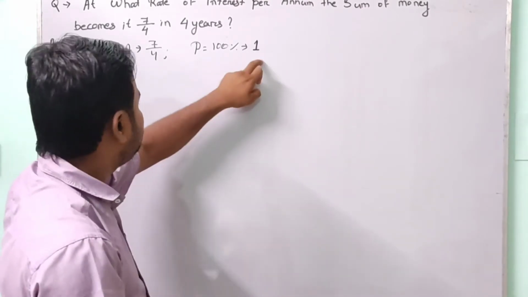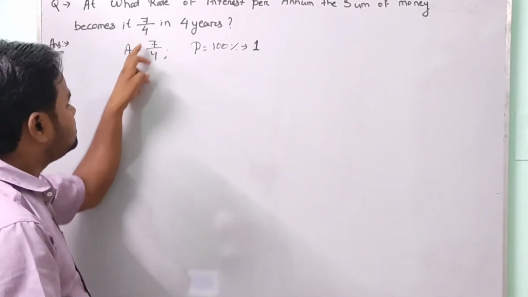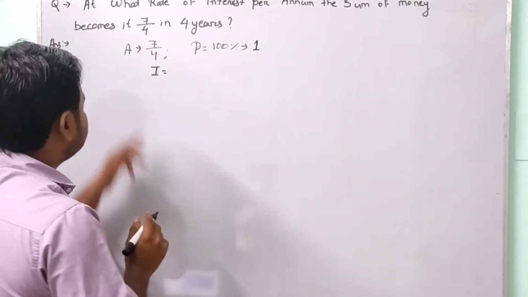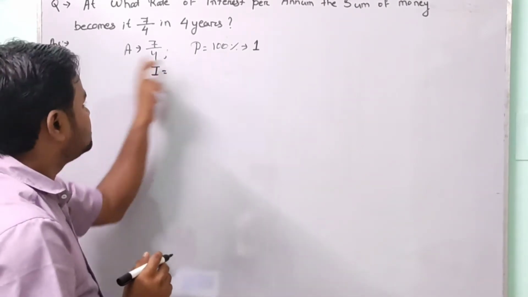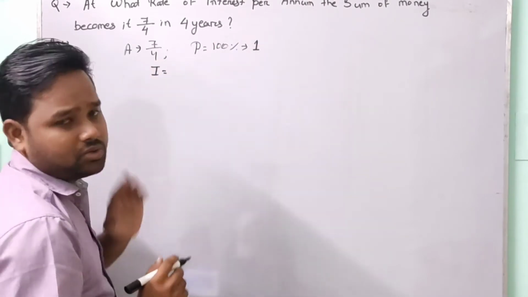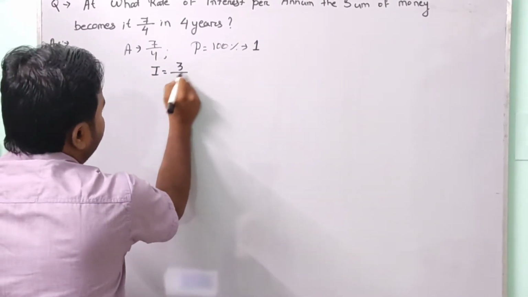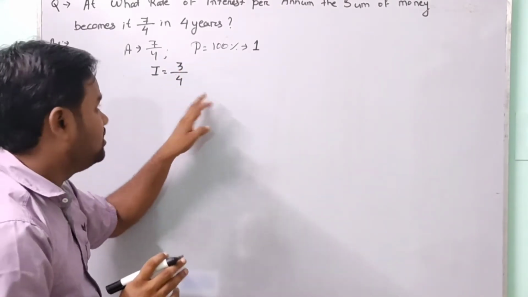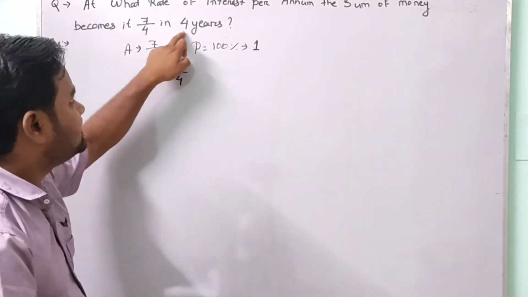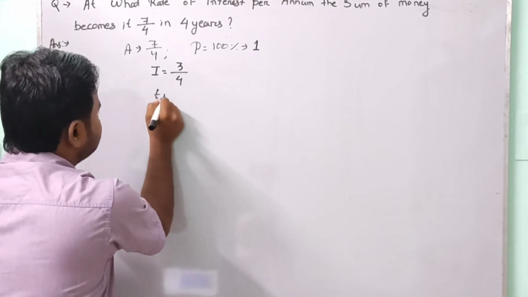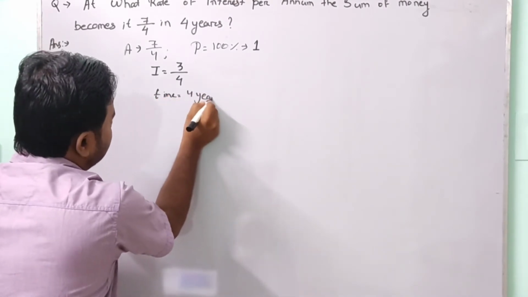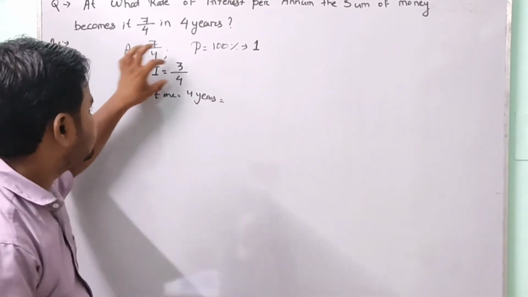So if P is equal to 1 and total amount A is equal to 7 by 4, then what is the interest? The interest is amount minus principal. So it will be 7 by 4 minus 1, which is equal to 3 by 4. Clear? Interest is 3 by 4 and the time given is 4 years.